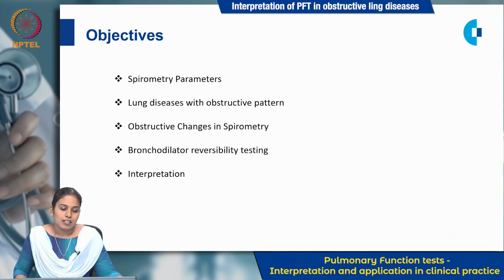So my objectives for this session are to recall the spirometry parameters, to tell about the lung diseases which present with the obstructive pattern, the obstructive changes in spirometry and how to interpret them, what bronchodilator reversibility testing and bronchodilator responsive testing are and their interpretation, and a little bit on extrathoracic and intrathoracic obstruction also, because that also comes under our obstructive airway diseases.